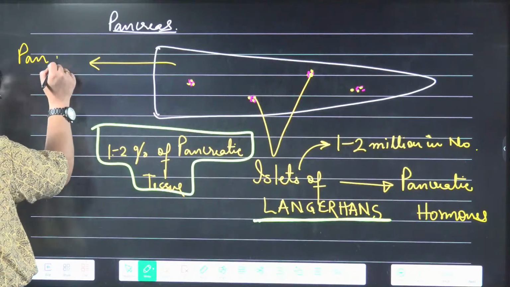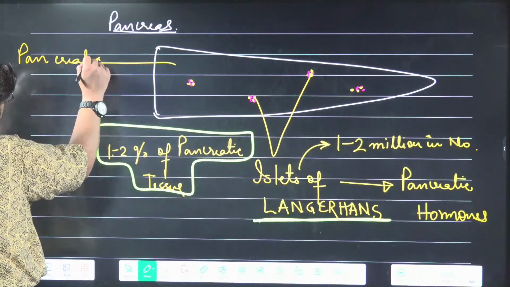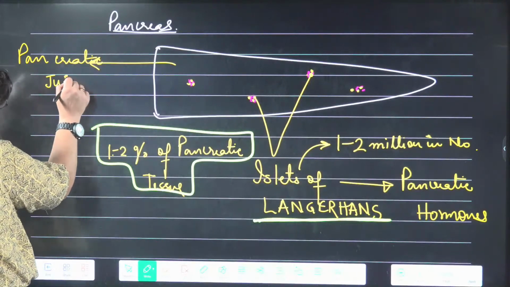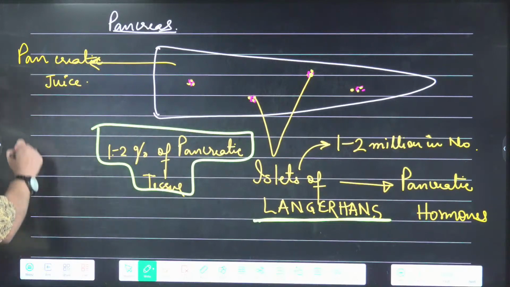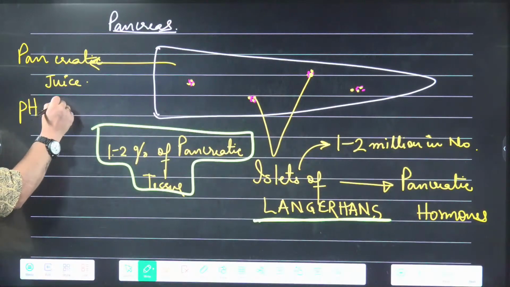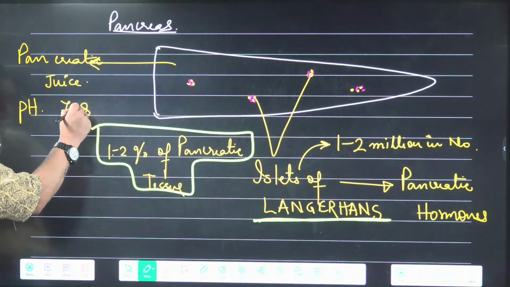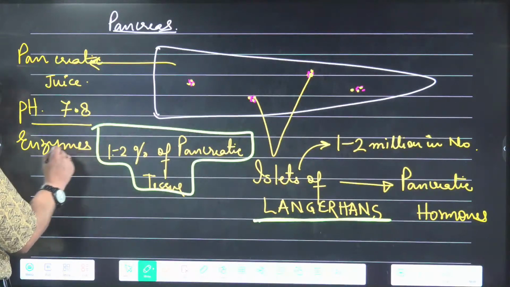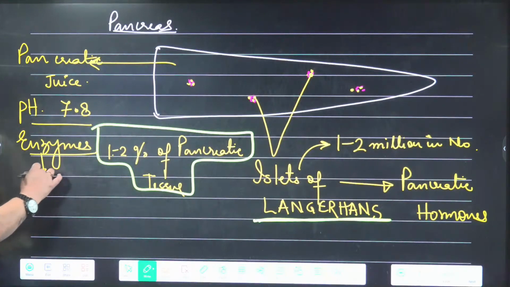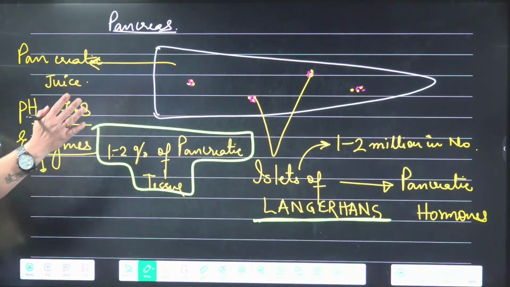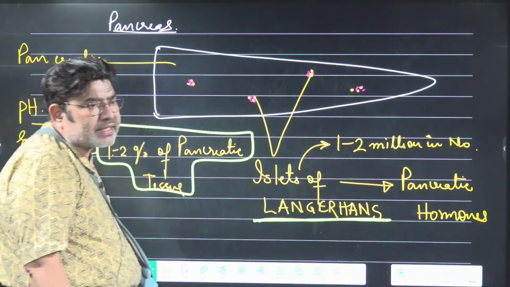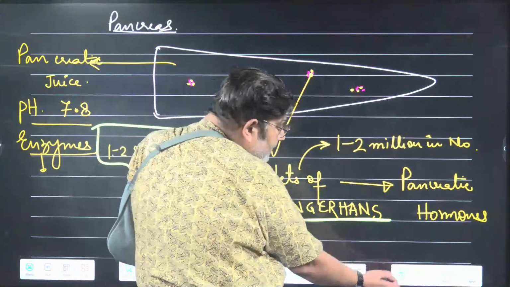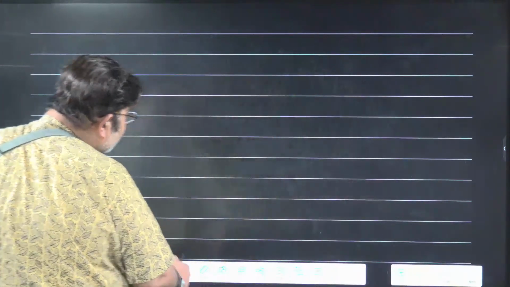It is an alkaline digestive juice called pancreatic juice. In pancreatic juice, first of all, let us learn the pH. The pH of pancreatic juice is 7.8. The enzymes present in the pancreatic juice: enzymes for all the food components can be found in the pancreatic juice. Once again, enzymes for all the food components can be found.